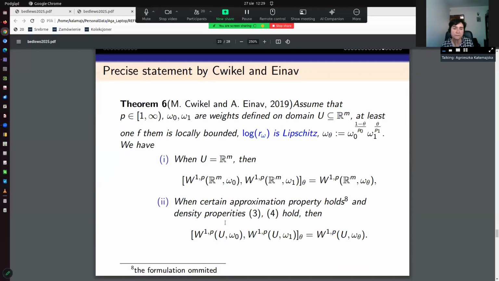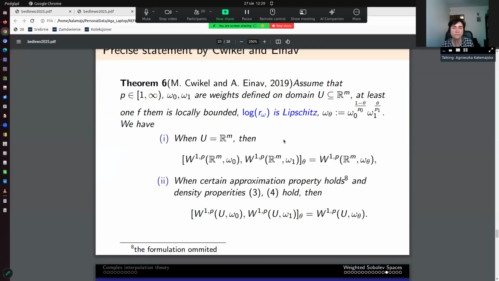And they say second, if additionally this logarithm of R omega is Lipschitz, then there is precise information that the interpolation space is precisely W1P with that intermediate weight. But I would say the following, this is a very strong condition, really very strong. It's easy to show that T to the power alpha 0, T to the power alpha 1 as omega 0 and omega 1 is not good.